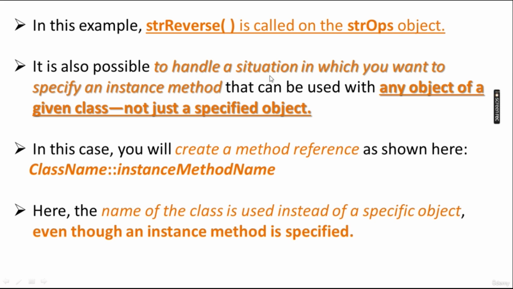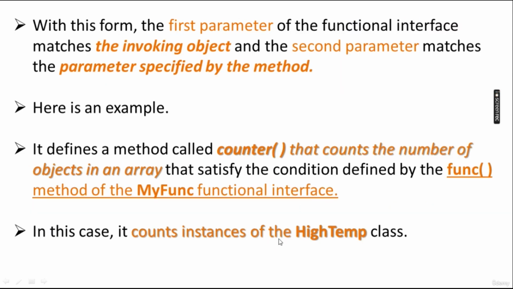It is also possible to handle a situation in which you want to specify an instance method that can be used with any object of a given class, not just a specified object. You will create a method reference like this: ClassName::instanceMethodName. So if you want to call that particular method with any object of the given class, not just a specified object, instead of the object name reference, you can directly give the class name over here. Here the name of the class is used instead of a specific object, even though an instance method is specified, and this is allowed in this case.